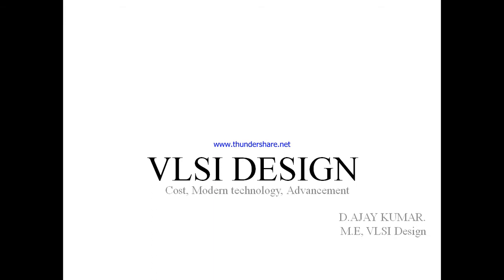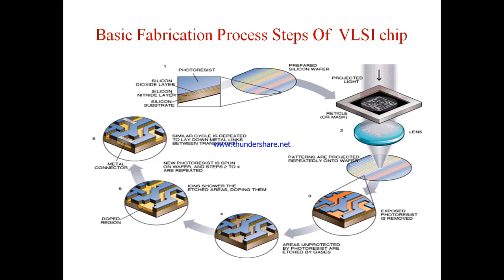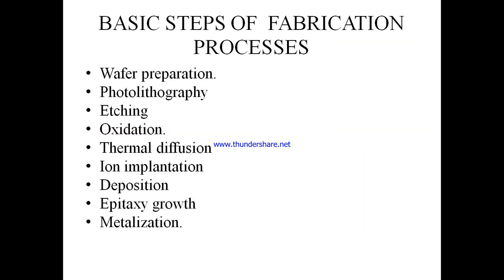Welcome to US. Today we discuss the basic fabrication process steps of a VLSI chip. In this fabrication process, the first step is wafer preparation, and the second one is photolithography, and next one etching, next one oxidation, next one thermal diffusion, ion implantation, deposition, epitaxy growth, and metallization.